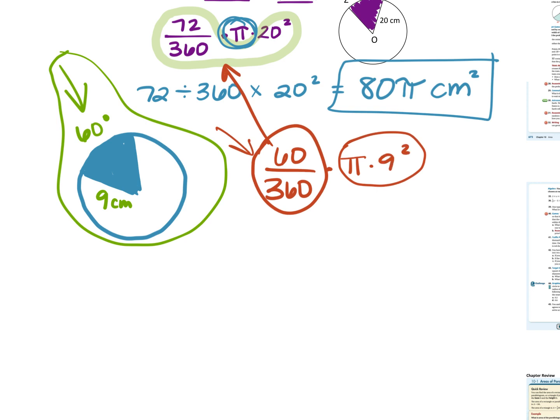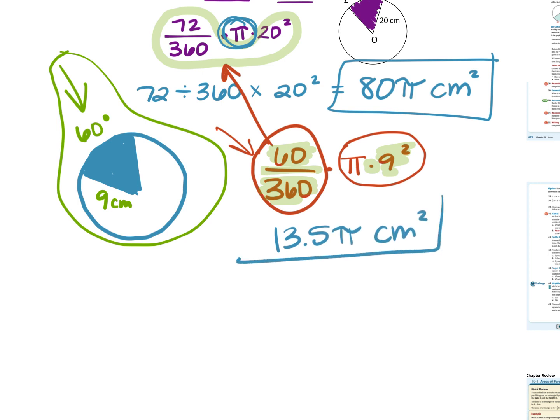So it looks like this. You plug in 60 divided by 360 times 9 squared. Do not plug the pi in. You get, did you all get 13.5? Then you attach your pi. That's exactly what I got. Centimeters squared.